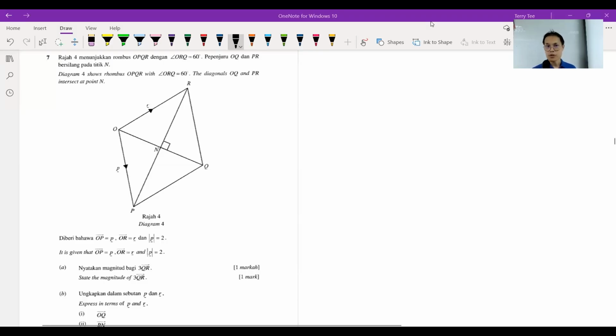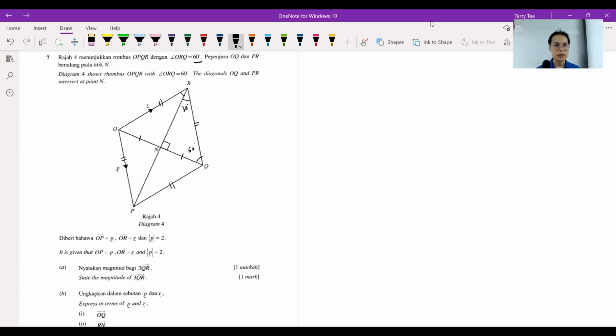Okay, so this is from the chapter Vektor. Rajah 4 menunjukkan rhombus OPQR dengan sudut ORQ is 60. If it's 60, if it's a rhombus, we know these two are equal length. You can divide evenly at the center. So if this is 60, the whole thing cut into half, you get 30. It's called an angular bisector. Yeah, bisect it. This is 30. This is 60. This is 90. Therefore, this is 60.